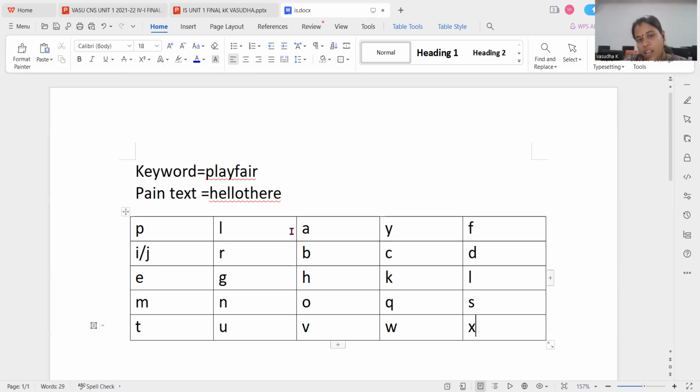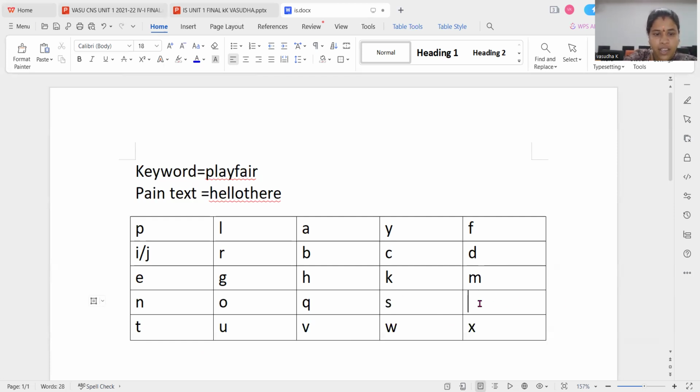Here if you see, L is already present here, so we should not write L here. So I'm writing directly M, N, O, P. P is already present, so Q we need to write here. Q, R. R is already present, so S I have to write.